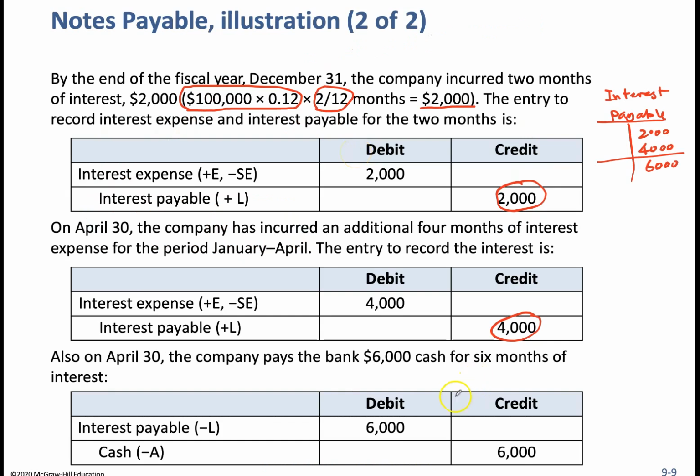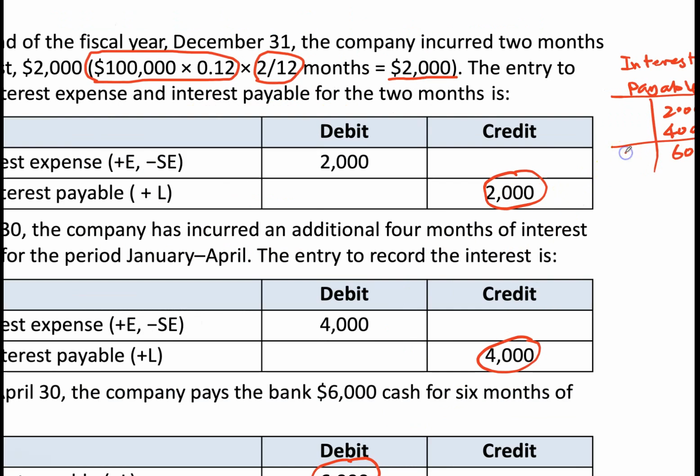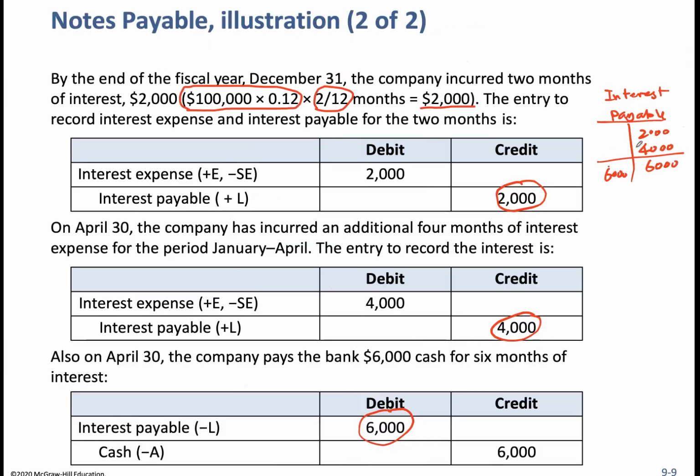So on April the 30th, we would debit interest payable $6,000 because we pay back in cash. All right. And then we credit cash because we paid cash. That would cancel our interest payable out. So that is how we calculate the interest associated with notes payable.